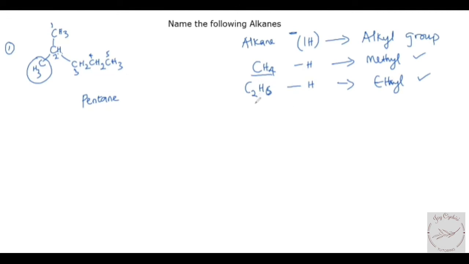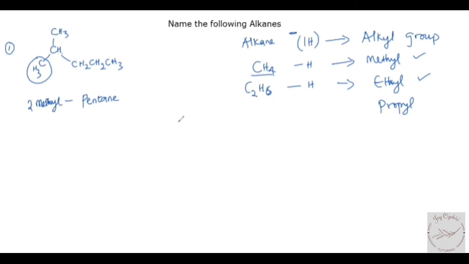If it is 3 carbons and it has lost 1 hydrogen, or it becomes an attached group, it will be called propyl, and so on. So in this case, now we have a methyl group attached. So a methyl group is attached on the 2nd carbon. So you have to now then say 2-methylpentane. So this is how you name this compound.